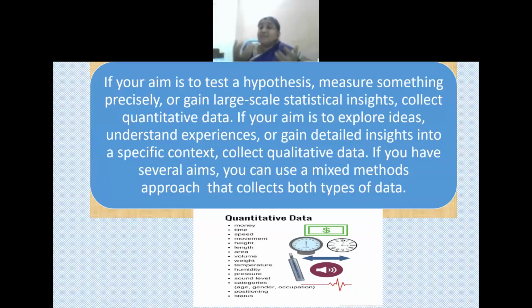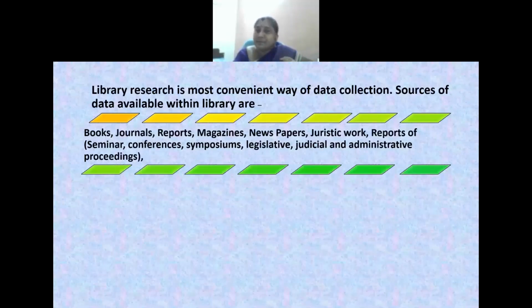Without that, we must be able to identify what issue they have taken up and how they have answered this issue. So, ratio decidendi has to be clearly understood in a case. For that, a thorough reading of the judgment is very important. Journals: so, a good source, where do we get all this? Books, journals, reports, magazines, newspapers, juristic works, reports of even seminars, conferences, symposiums like this.